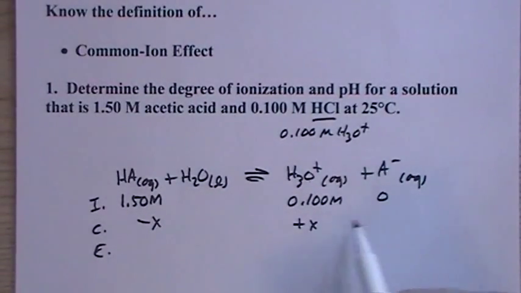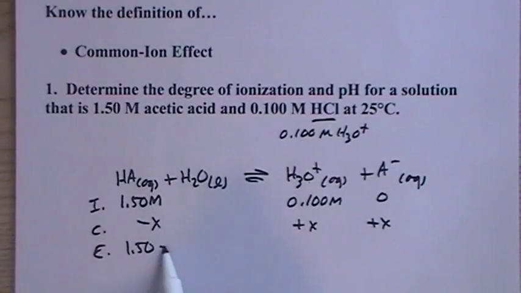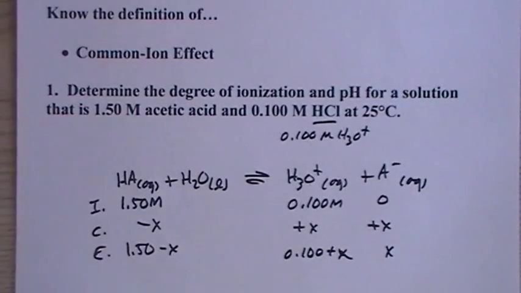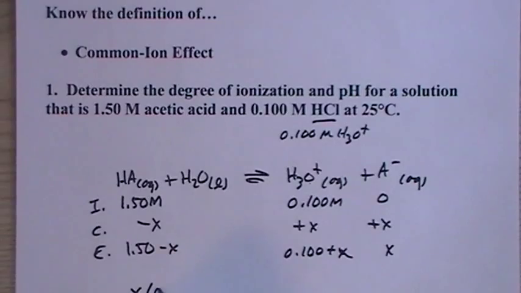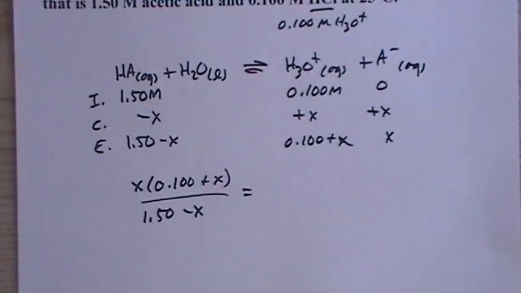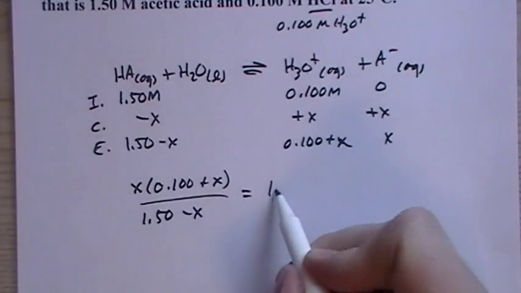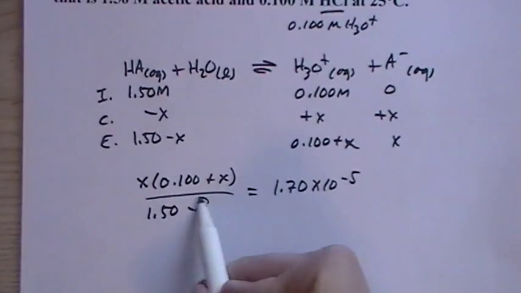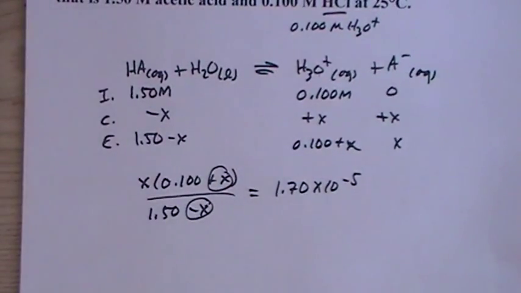Minus X, plus X, plus X. 1.5 minus X, 0.1 plus X, and then X. So we solve for X, 0.1 plus X. And there's a little trick here. I hate to call it a trick, but it is something you have to be careful of. Now this is acetic acid, so its Ka is 1.7 times 10 to the minus 5. The approximation is going to hold. You can definitely check it. So it's going to be 1.70 times 10 to the minus 5 times 1.5 divided by 0.1.